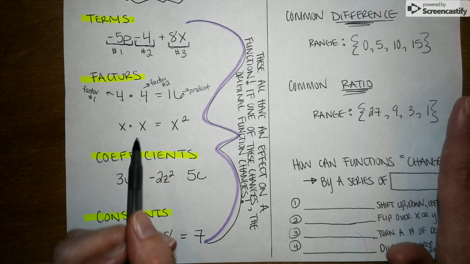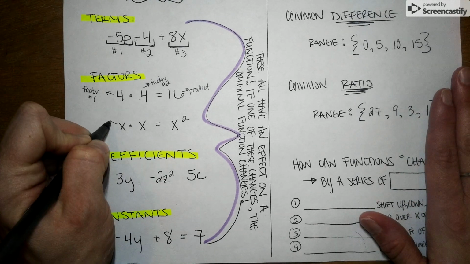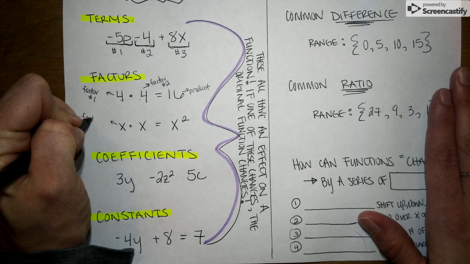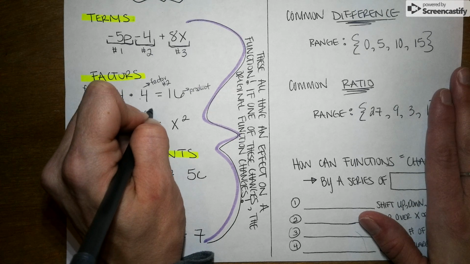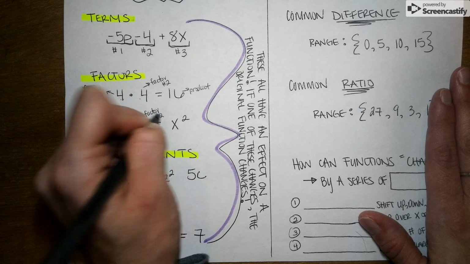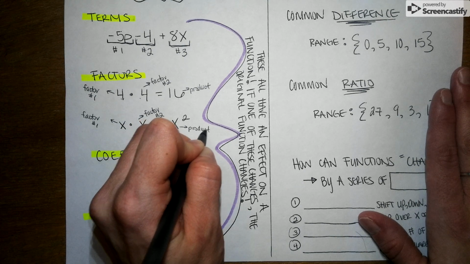Likewise, here when I'm looking at 2 factors that are variables, this first x is factor number 1. This second x is factor number 2. And when I multiply them together, I get a product of x squared.